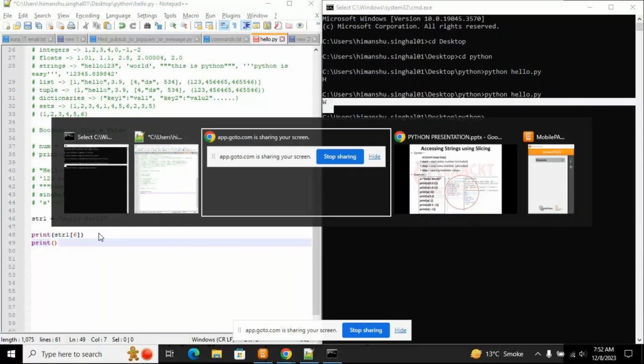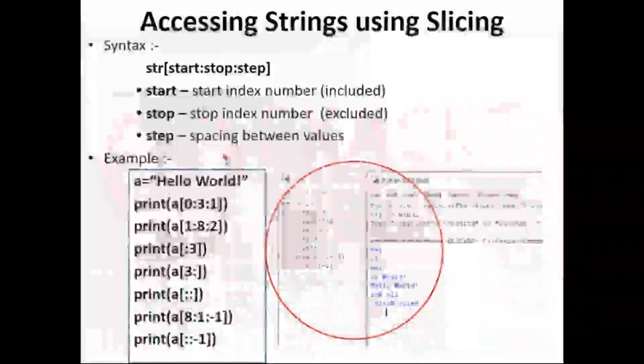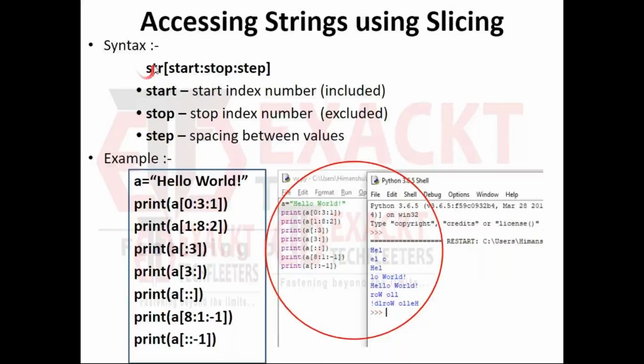So this is the syntax. This is a string variable, then the square brackets, and you have to mention these three parts. These are all optional. First is start, second is stop, and third is step. Start is the index number from which you want to start your substring. Stop is where you want to stop your substring.